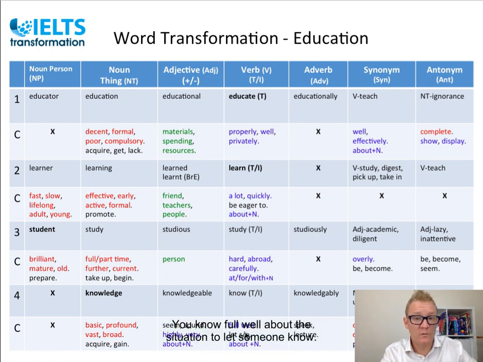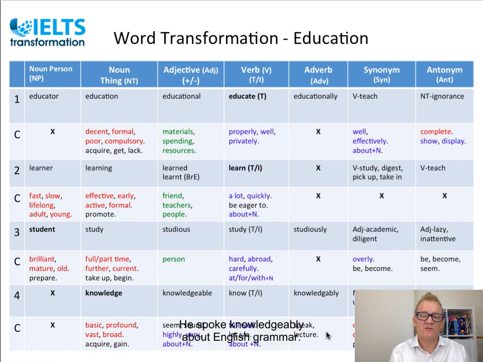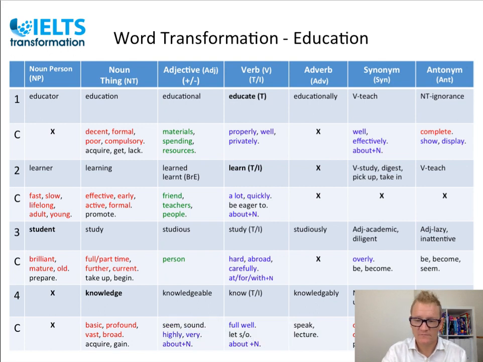You know full well about the situation, to let someone know. I let them know that blah, blah, blah. He spoke knowledgeably about English grammar. He showed a poor understanding, a complete understanding, a full understanding, a detailed understanding of something. I possess a detailed understanding of English grammar.